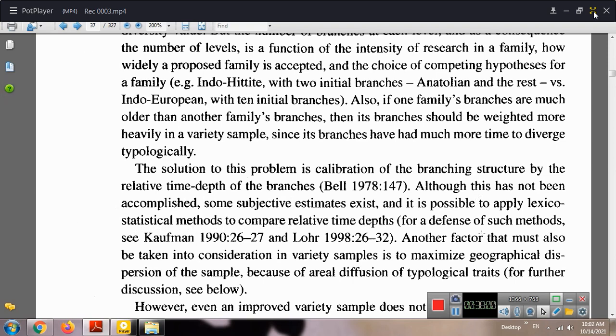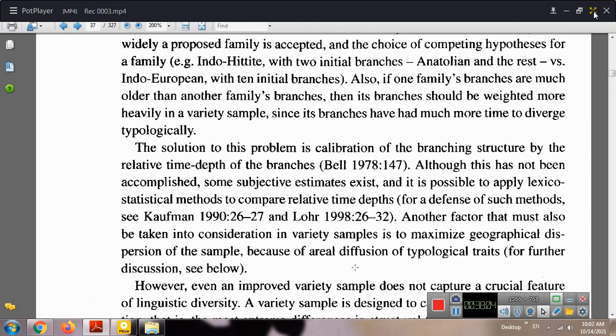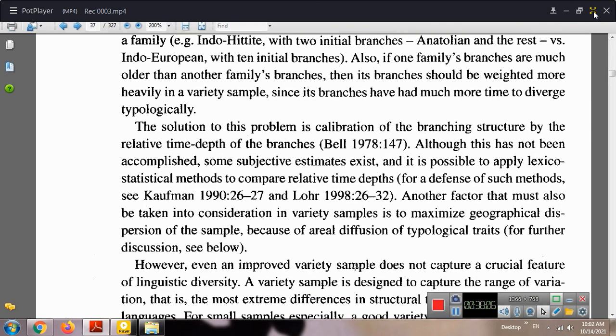Another factor that must also be taken into consideration in a variety sample is to maximize geographical dispersion of the sample because of areal diffusion of typological traits.